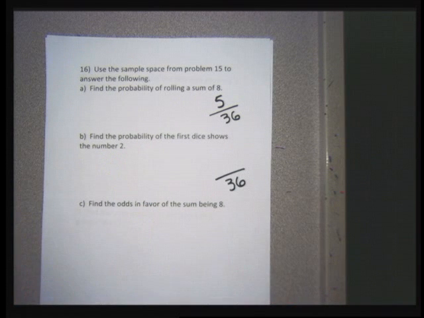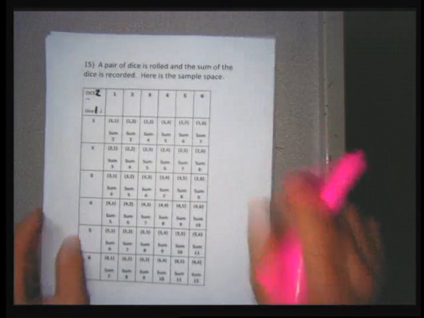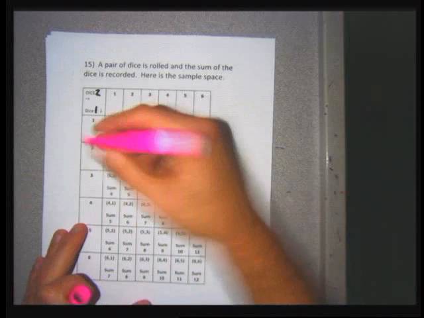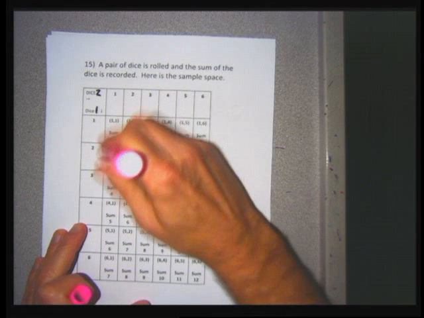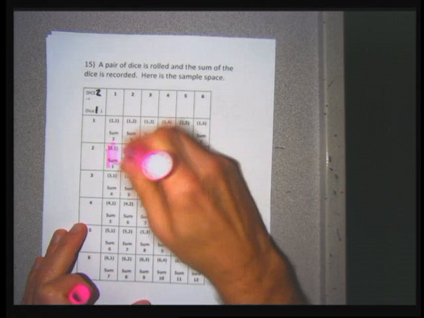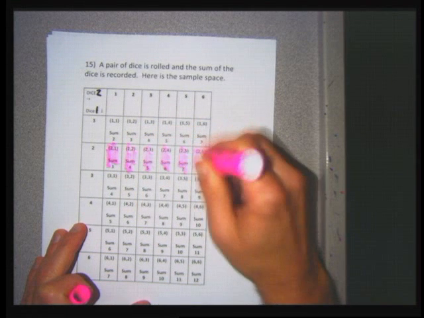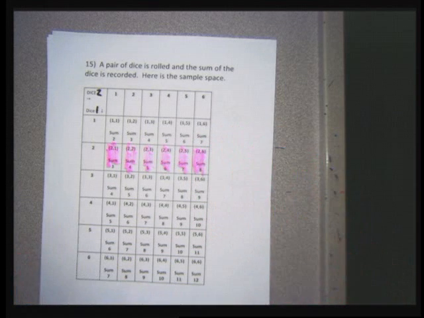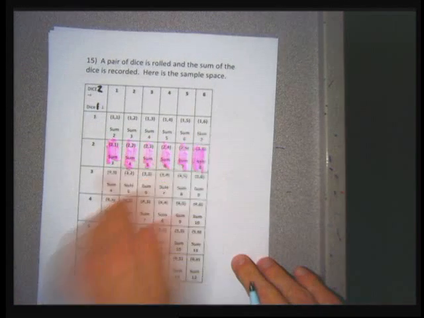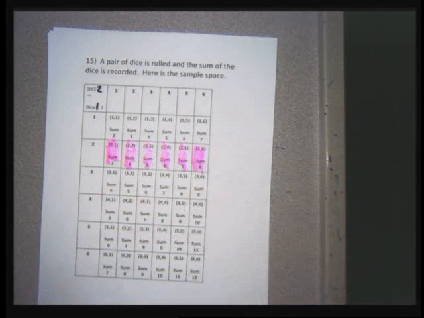In part B, I'll search my sample space and find all the ones where the first dice is a 2. And this one right here, 2 and 1, has the first dice a 2, 2 and 2 has the first dice 2, 2 and 3, 2 and 4, 2 and 5, and 2 and 6. Those are the items in my sample space. When I look at them, the first dice is a 2. And all these, the first dice is a 1. All those, the first dice is a 3, and so forth.